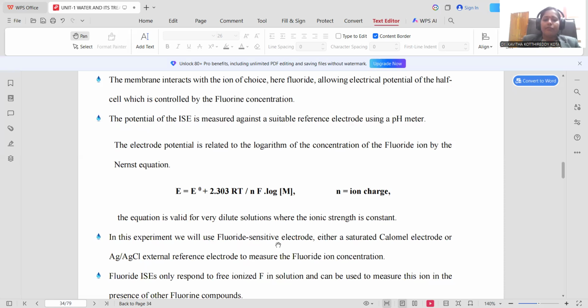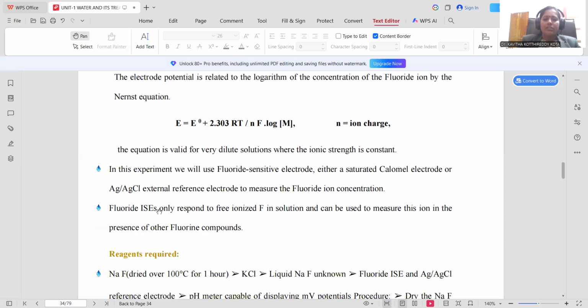In this experiment, the fluoride sensitive electrode is taken as the internal electrode, and the external reference electrode might be a calomel electrode or a silver chloride electrode. The ion selective electrode is specific for the fluoride ions, so that fluoride ions can be easily detected and measured. Sorry, the potential can be calculated.